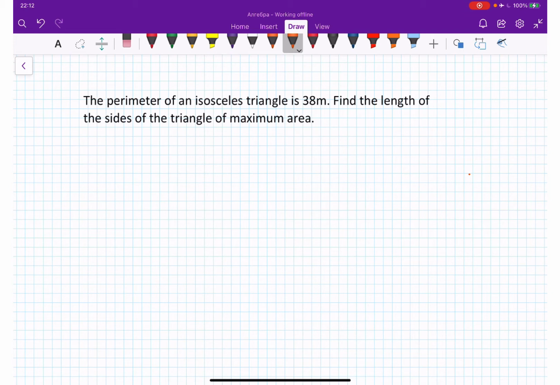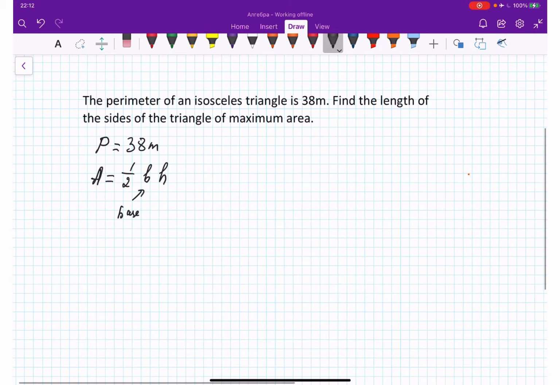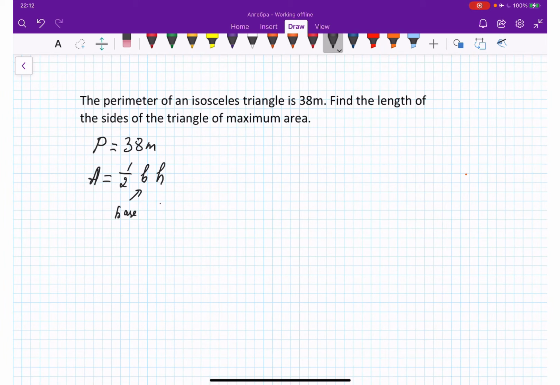So let's write down the basic stuff. Perimeter that is given is 38 meters. And the area, we need to find the area, right? Find the length of the sides of the triangle of maximum area. So area is equal to 1/2 B times H, where B is the base, H is the height.